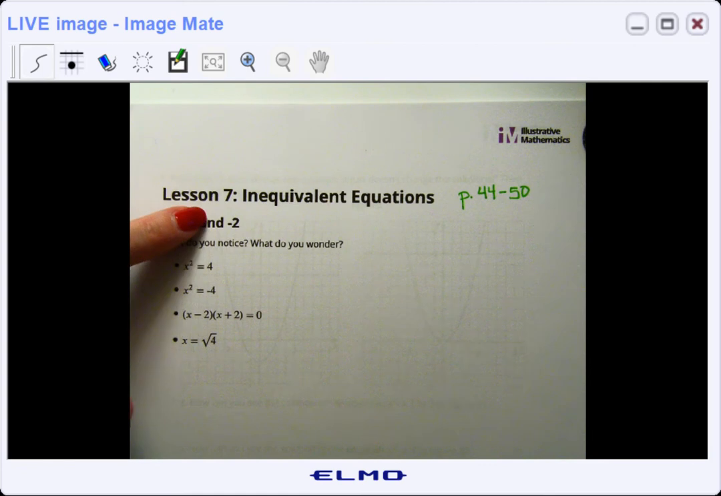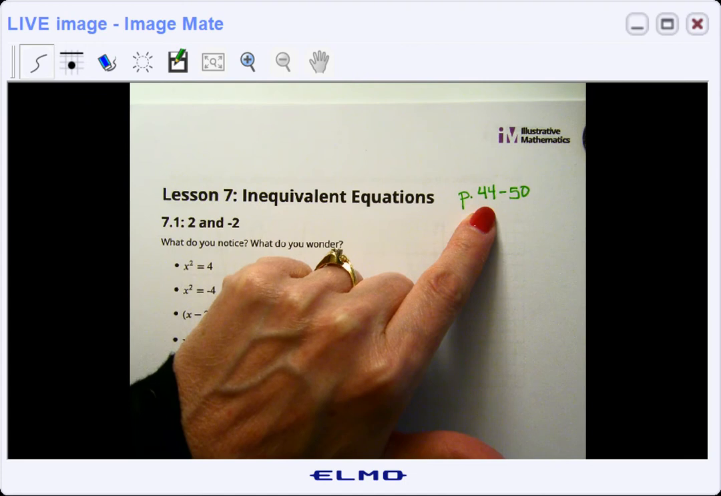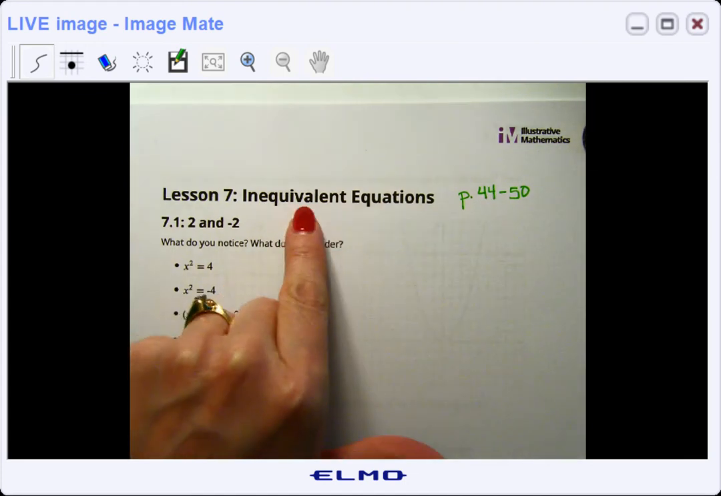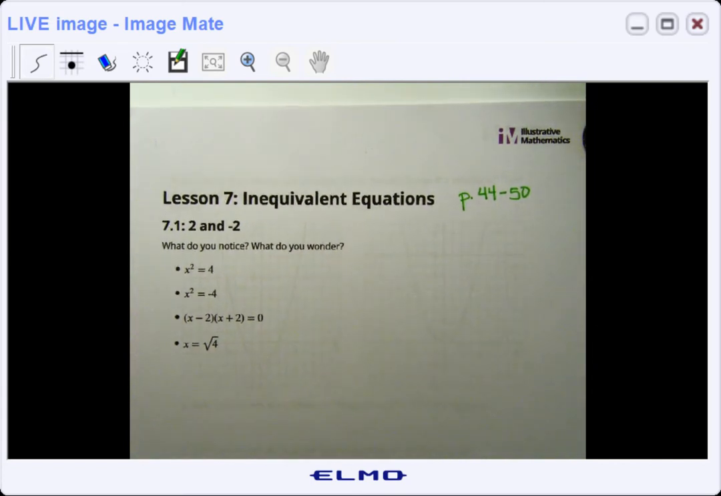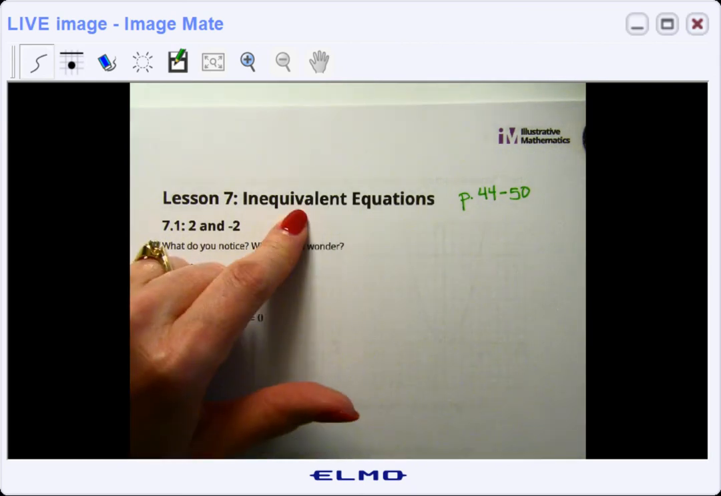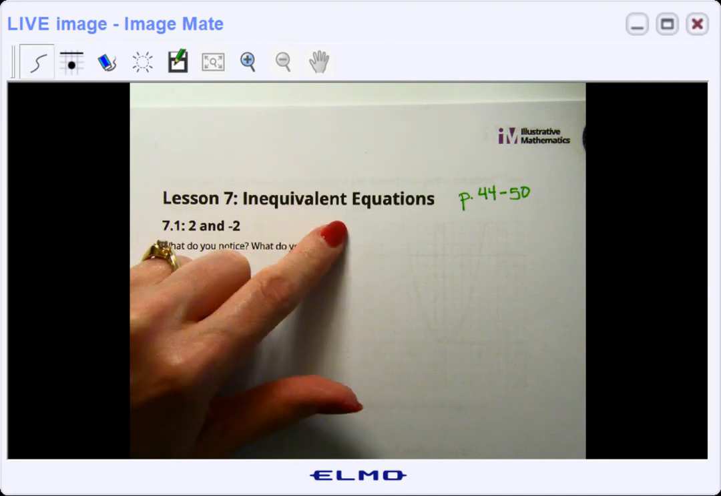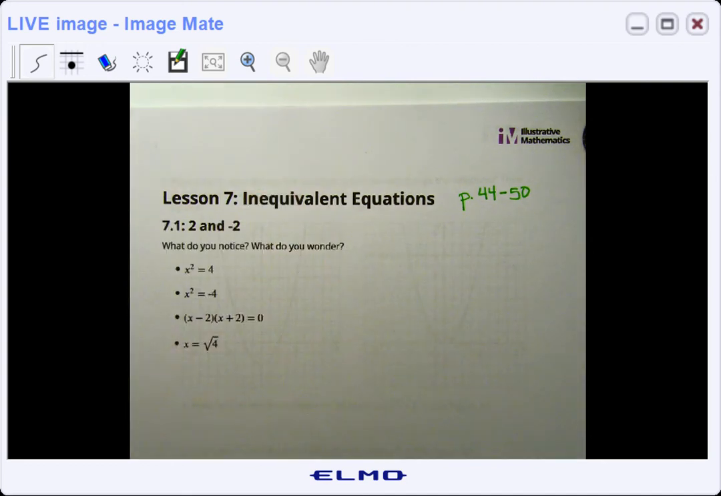So we're on Unit 3, Lesson 7 in your textbook. It's on pages 44 through 50, and it's titled Inequivalent Equations. What we're going to be working on today is solving x squared equations and the square root of x equations. To do that, sometimes we make things called inequivalent equations. So just keep that in the back of your mind as we're working today.